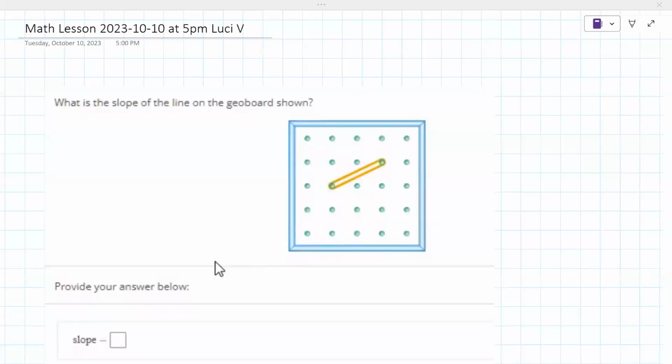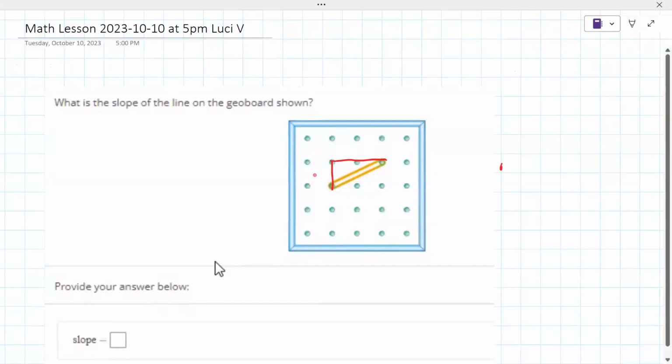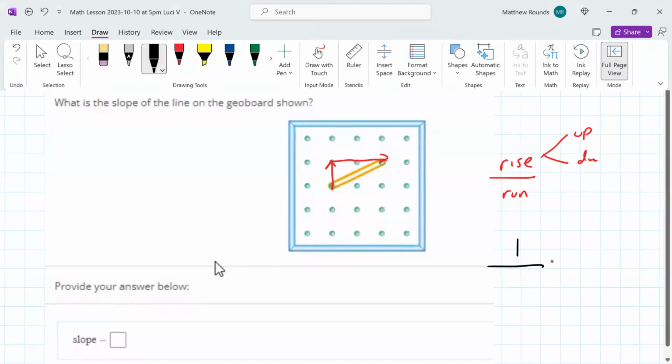All right. So the slope, you probably saw this in class here, is what's called the rise over the run. Okay, and the rise really means going up or down. So are you going up or down in this case? Up. You're going up one. So the top number is one. The run is to the right. It's always, always, always to the right. How many to the right are you going?